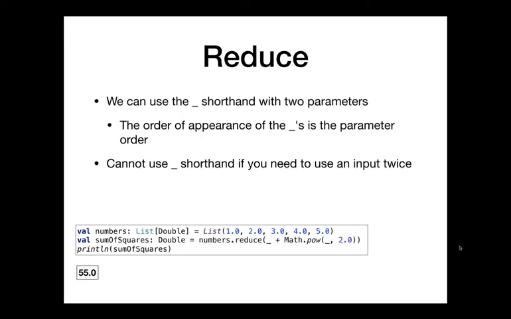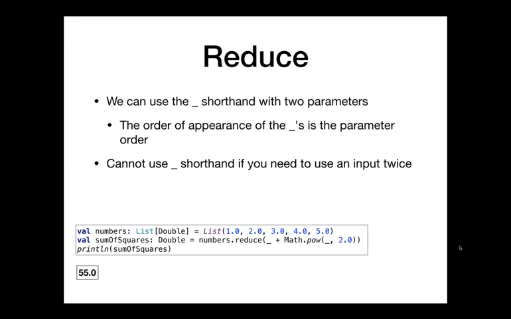So I can write this same thing using underscore syntax. Even though we have 2 parameters, I can still use the underscore shorthand for this. The important part here is that the underscores, the order that they appear in the code is going to be the order of the parameter list. It's just the shorthand that the Scala developers decided for this syntax. It's pretty arbitrary, but that's what they decided. It makes sense.